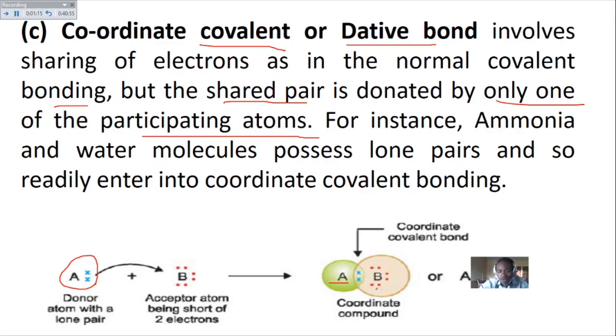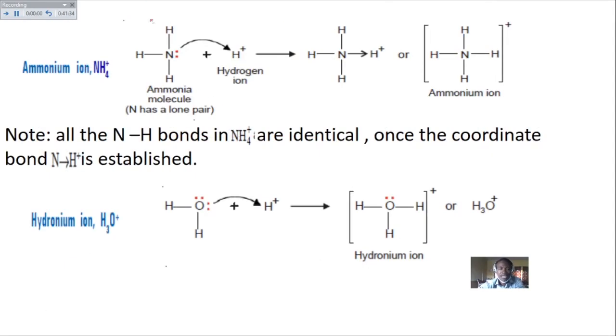Look at this now. B has become 1, 2, 3, 4, 5, 6, 7, 8. Then A has 2, 1, 2. And they have become stable. In that case, what we have here is a coordinate compound. Why do you have a coordinate compound? Because only one atom is involved in sharing electrons. And when they are sharing electrons here, what is so important is they share a lone pair of electrons. They can share more than one, it can be two pairs, it can be three pairs, but they must share a pair of electrons.